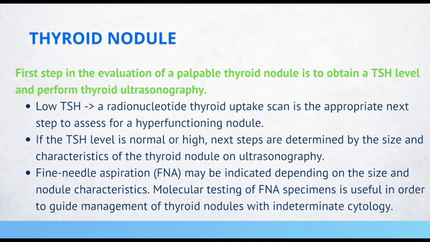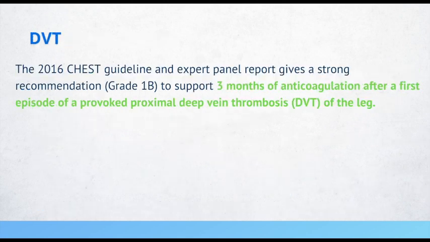Fine needle aspiration or FNA may be indicated depending on the size and nodule characteristics. Molecular testing of FNA specimens is useful in order to guide management of thyroid nodules with indeterminate cytology. The 2016 CHEST guidelines strongly support the recommendation to do 3 months of anticoagulation after a first episode of a provoked proximal DVT of the leg.